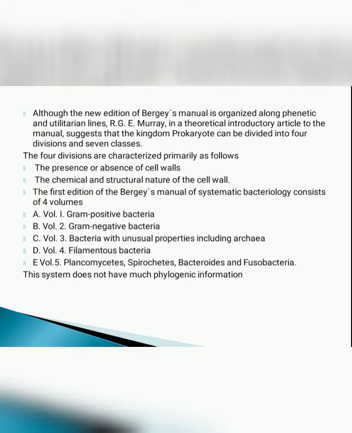Though the new edition of Bergey's manual is organized along phenetic and utilitarian lines, R.G.E. Murray, in a theoretical introductory article to the manual, suggests that the kingdom prokaryote can be divided into 4 divisions and 7 classes. The 4 divisions are characterized primarily as follows: the presence or absence of cell walls, and the chemical and structural nature of the cell wall.